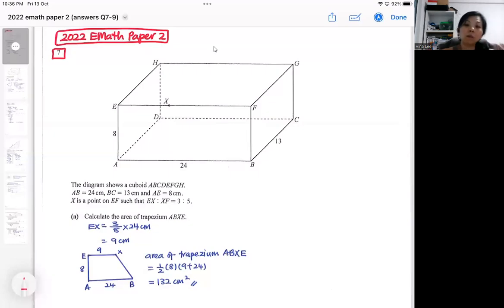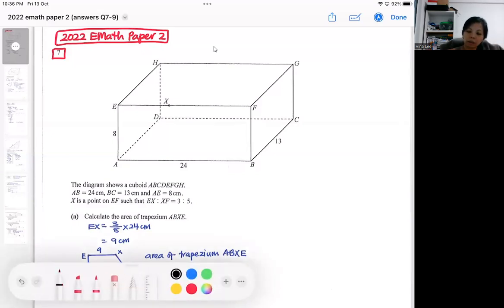For this question, at one glance, you might feel that it looks like a mensuration question where they test you on volume and surface area. But in actual fact, it is a three-dimensional trigo question. Three-dimensional trigo means you need to see 90 degree that doesn't look like 90 degree.